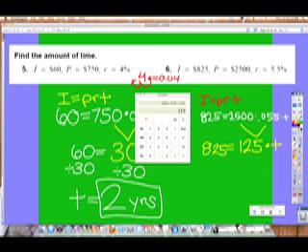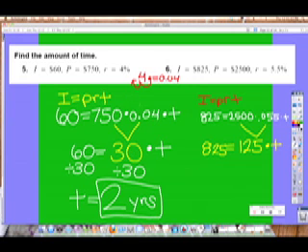Now I want a hand in the air. Help me out. Time. Alec and Donnie, tell me. 6 years. Sweet. How many of you got 6 years? 6 years. Okay, perfect. All right, now we're going to transition.